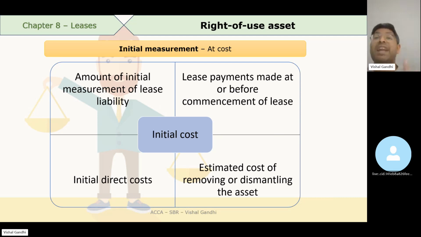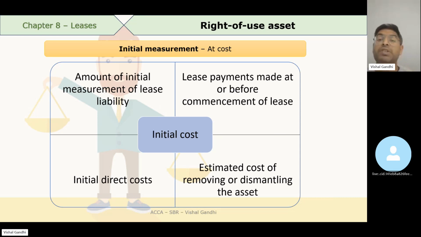Then initial direct cost, whatever transportation cost or installation cost, whatever is the initial direct cost, we will add that to the right of use asset, and plus the estimated cost of removing or dismantling the asset. So whatever is the cost of removing or dismantling the asset at the end of the contract, we need to add that also in the right of use asset. So these 4 components will be included in the right of use asset. We'll look at the journal entries as well.